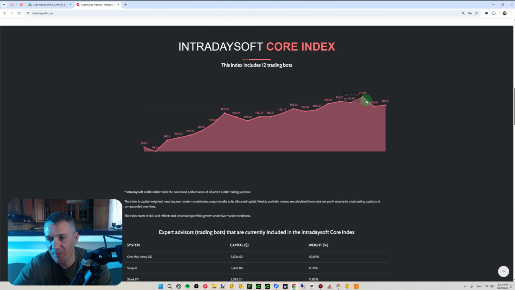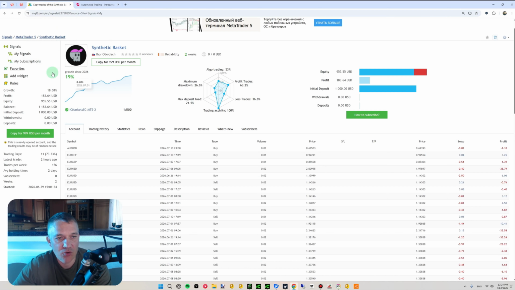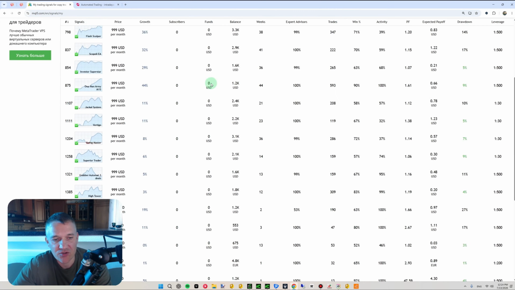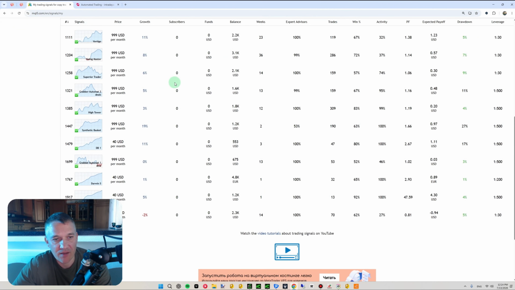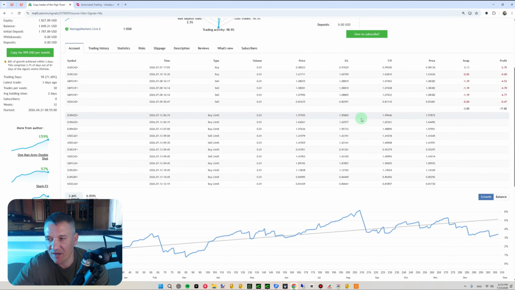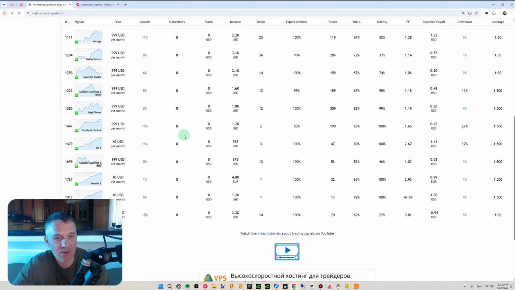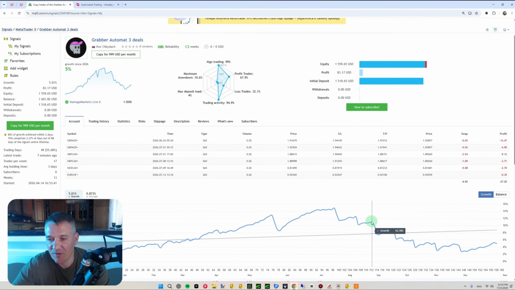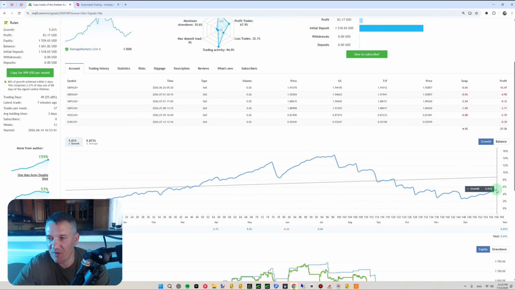A few weeks have passed since that crash. Over these few weeks, I have compiled the overall statistics of the portfolio, and the portfolio is showing slight growth, partly because these manual systems have been added to it. These are 3 new systems. But, for example, Hightower is currently in a drawdown. Grabber Automatic had this kind of drawdown and has only just started to recover.